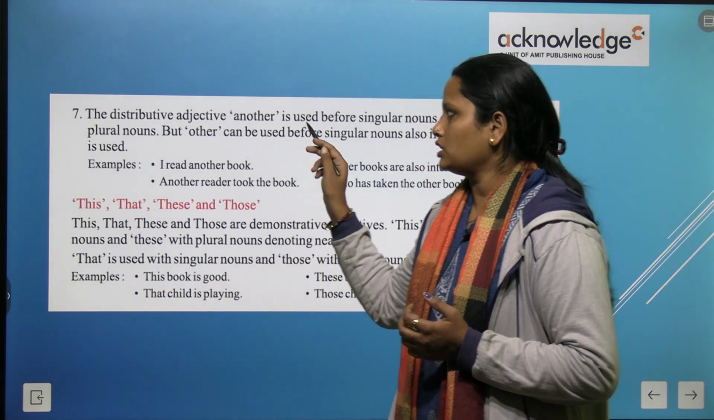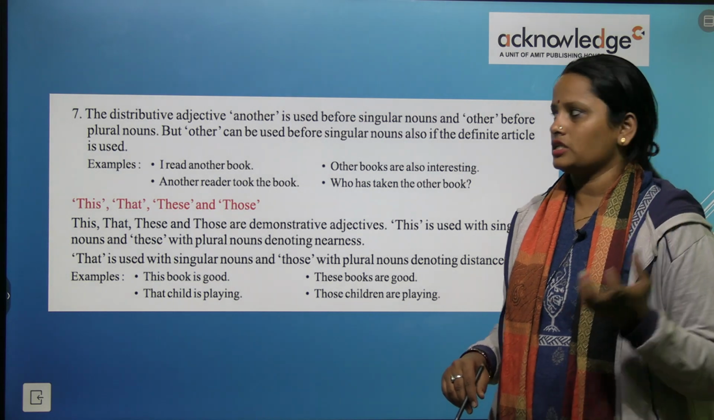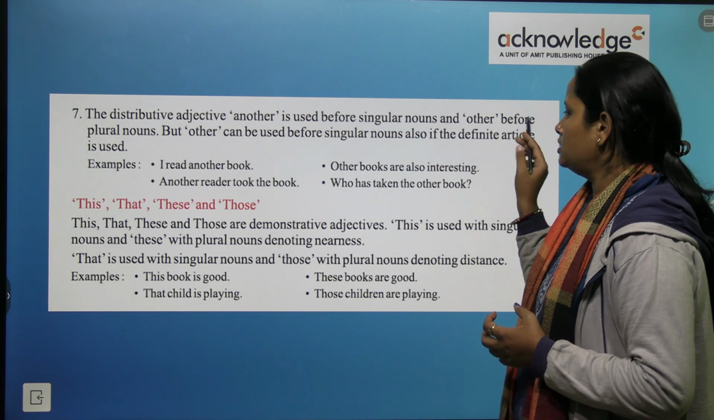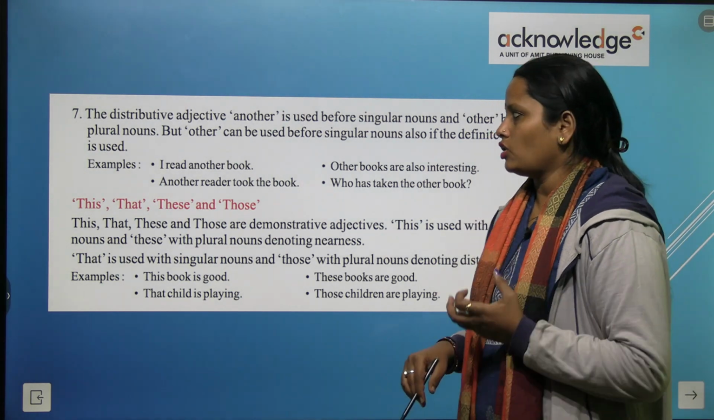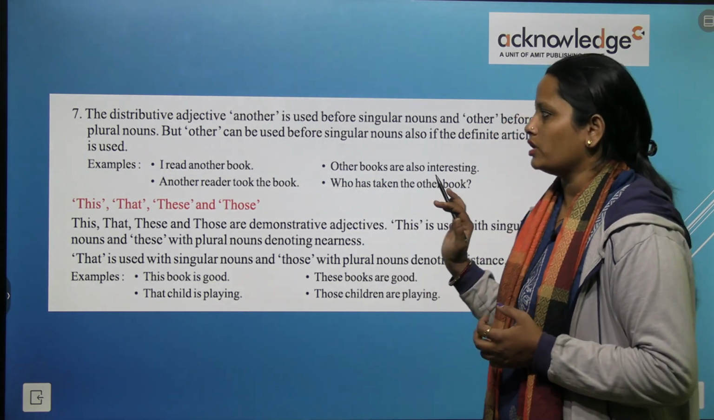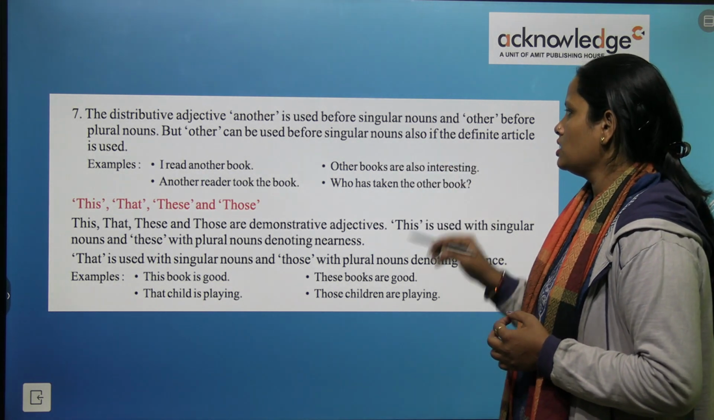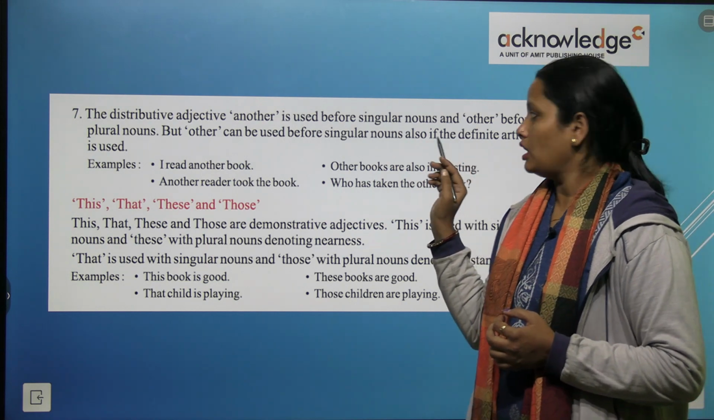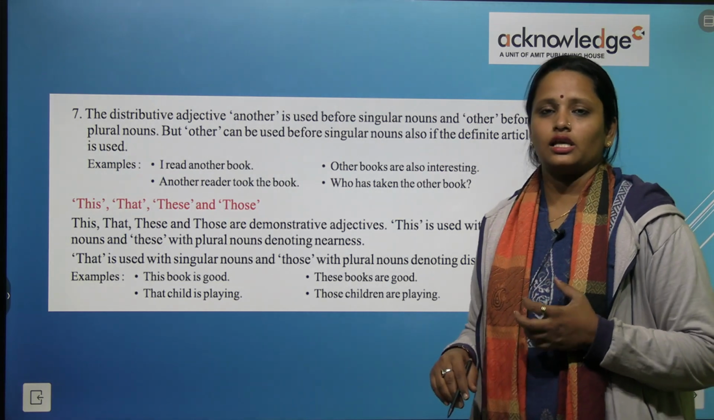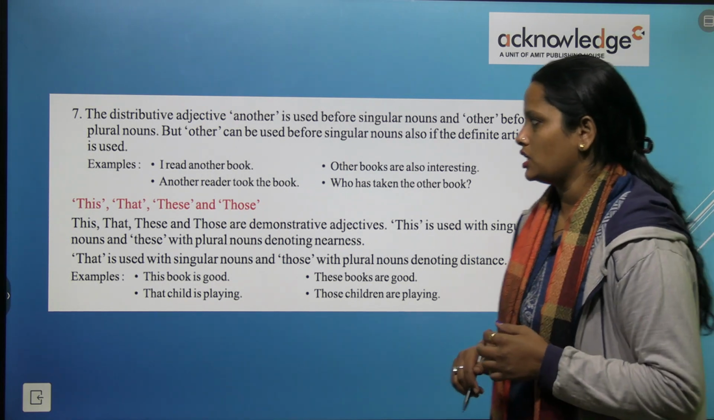The distributive adjective another is used before singular noun. So singular noun के पहले हम distributive adjectives use करते हैं और वो कौन सा adjective है, वो है another. And other before plural noun. और other को हम use करते हैं plural noun के साथ. तो singular के साथ हमें another use करना है और plural के साथ हमें other को use करना है. But other can be used before singular nouns also if the definite article is used. So अगर हम singular के साथ भी use कर सकते हैं, लेकिन कब use कर सकते हैं, जब एक definite article use किया जा रहा है, means the को use किया जा रहा है.